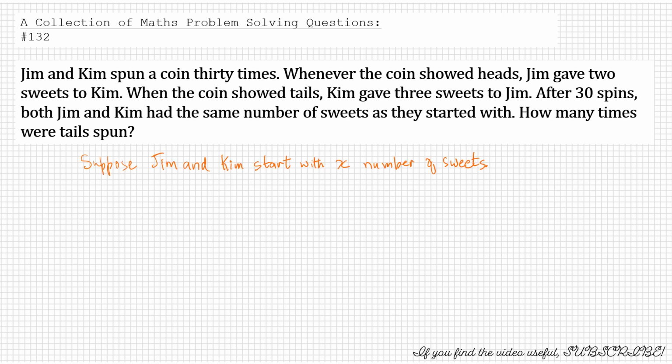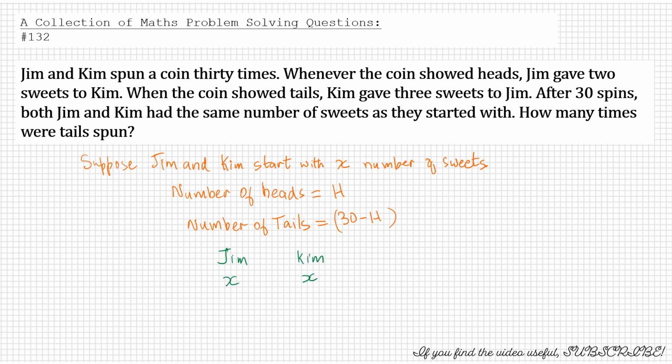So I started by assuming that Jim and Kim start with the same number of sweets, that is, they start with X number of sweets, and the number of heads is H. So the number of tails would be 30 minus H. That's because the total number of spins is 30 and heads plus tails has to be 30.